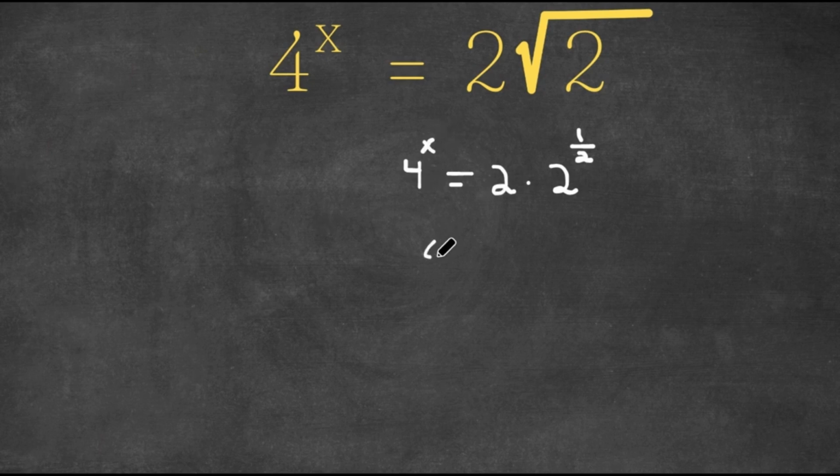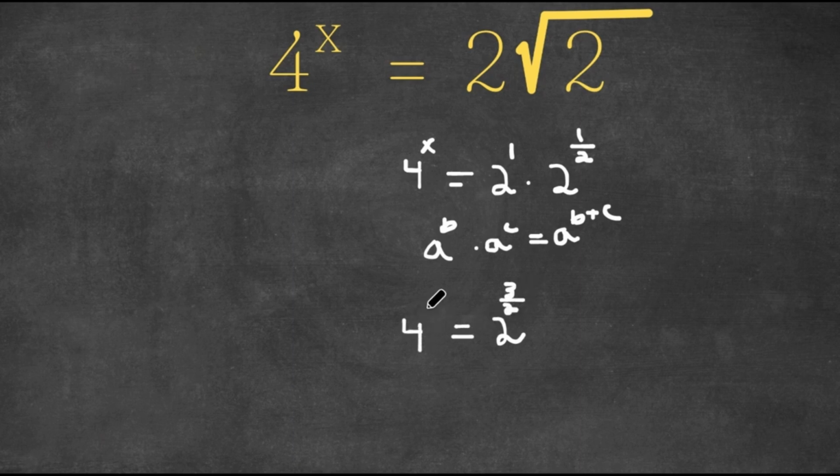Now, a to the power of b times a to the power of c is equal to a to the power of b plus c, right? This is how we multiply exponents. So 2 times 2 to the power of 1/2, well, 2 is the same thing as 2 to the power of 1. So we're essentially adding 1 and 1/2. So we have 2 to the power of 1 plus 1/2, and 1 plus 1/2 is 3 over 2. This is still equal to 4 to the power of x.